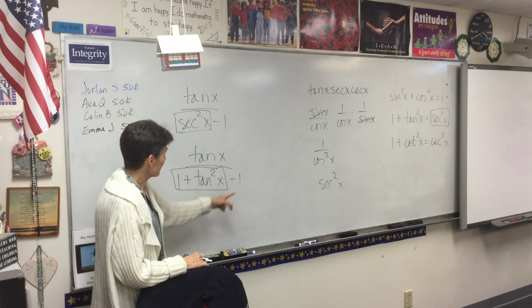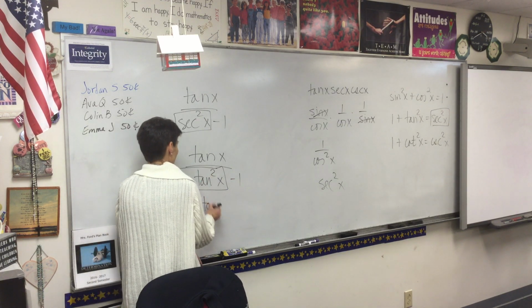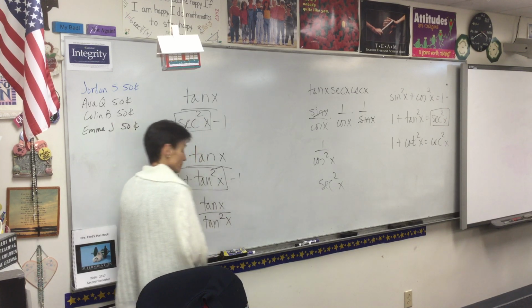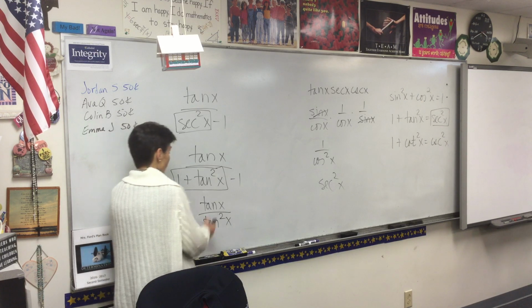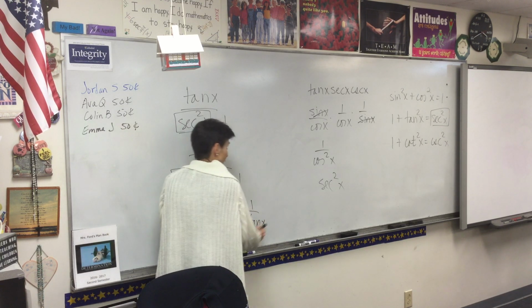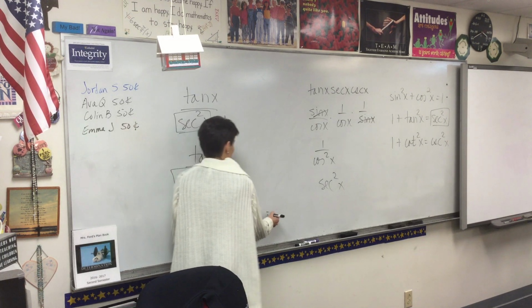Now, what happens down here when I start collecting like terms? The ones cancel, and I have tangent over tangent squared. So now one of the tangents will cancel, and I have 1 over tangent left as my answer. And what's 1 over tangent? Cotangent.